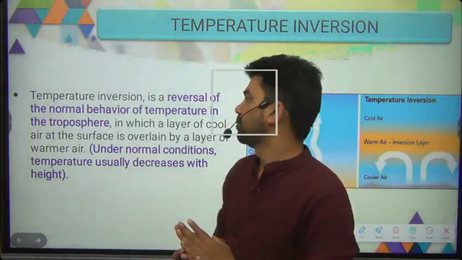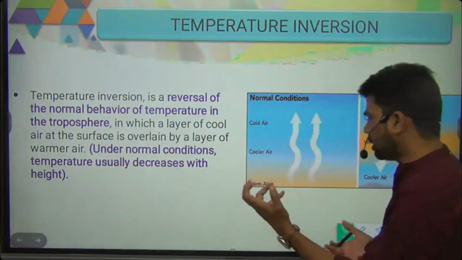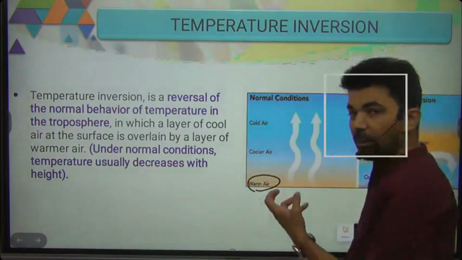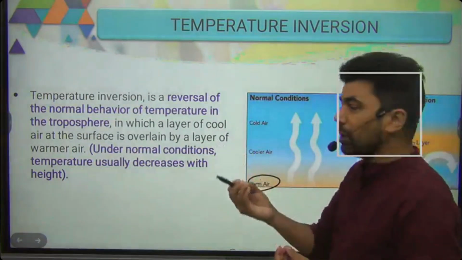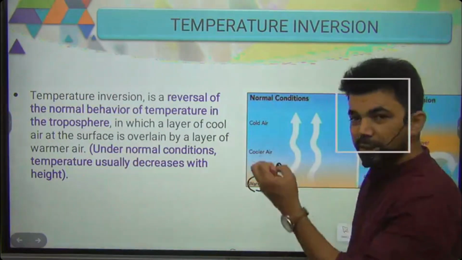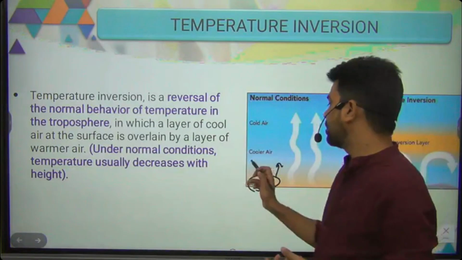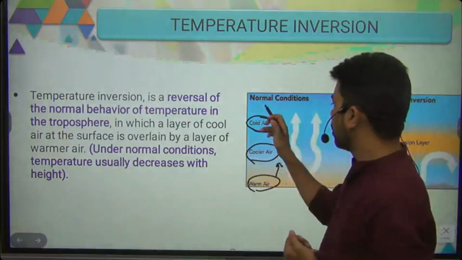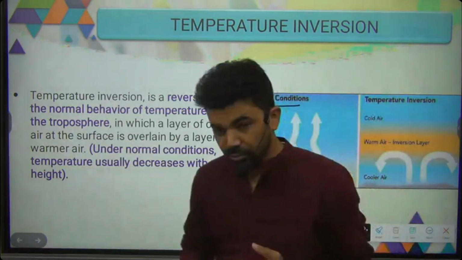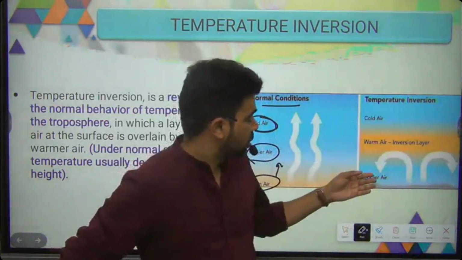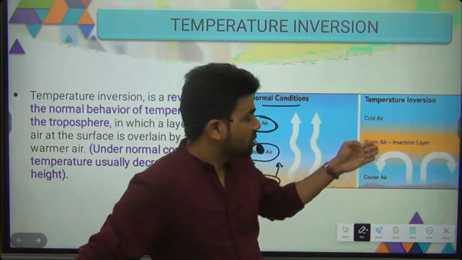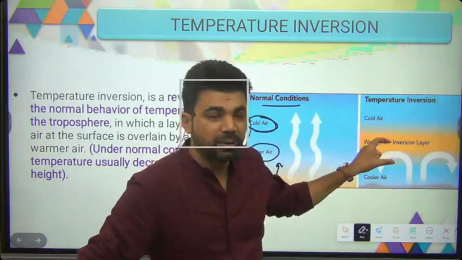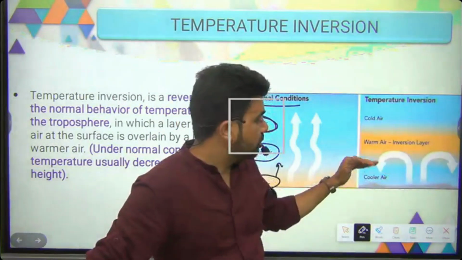the troposphere, right? Means the general pattern, under normal conditions, is that there is warm air, and the warm air is slowly rising up, and as it rises it loses its temperature and becomes cooler. As we go higher, the air gets colder. So this is the normal condition, but in case of a temperature inversion, as it is getting cold, it's not that it will keep on getting cold; then there will be a layer of warm air, right? Means there is a cold layer, and then there is a warm layer.